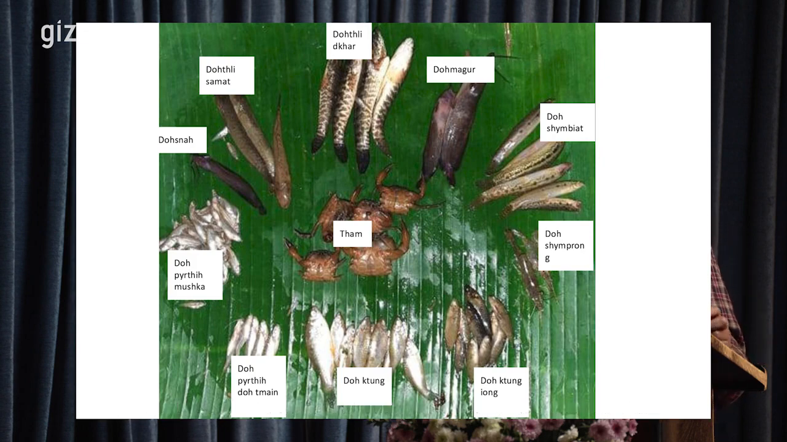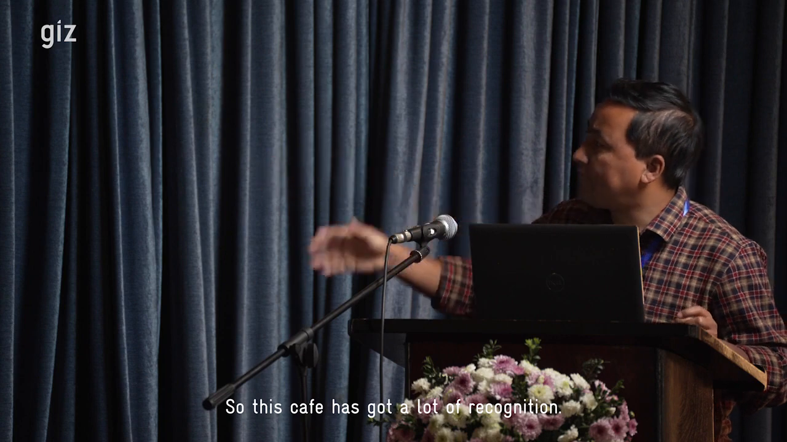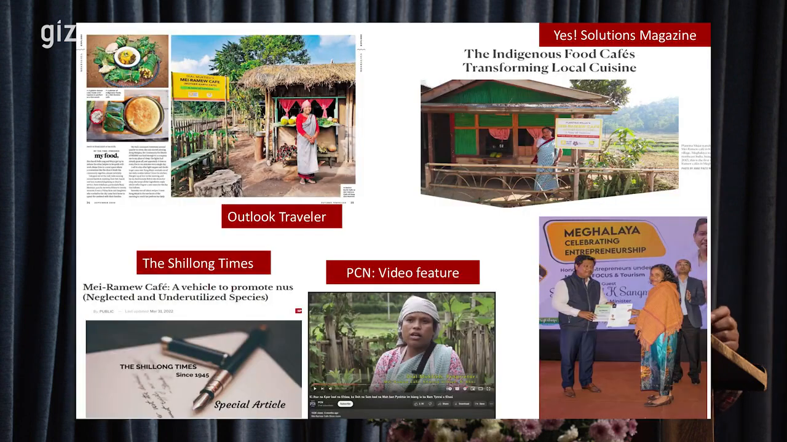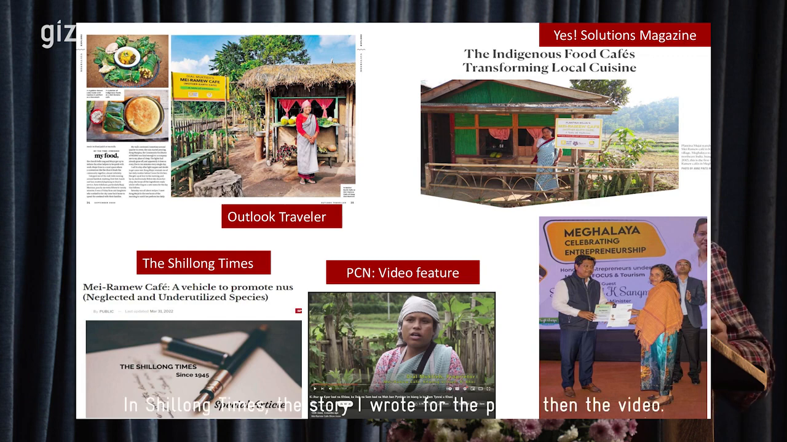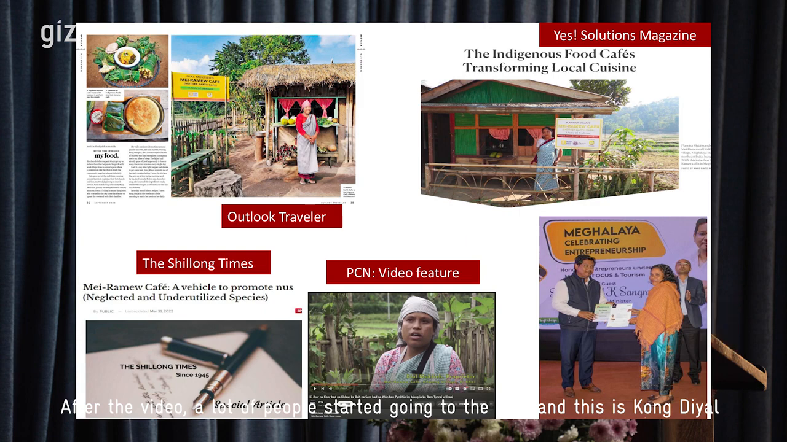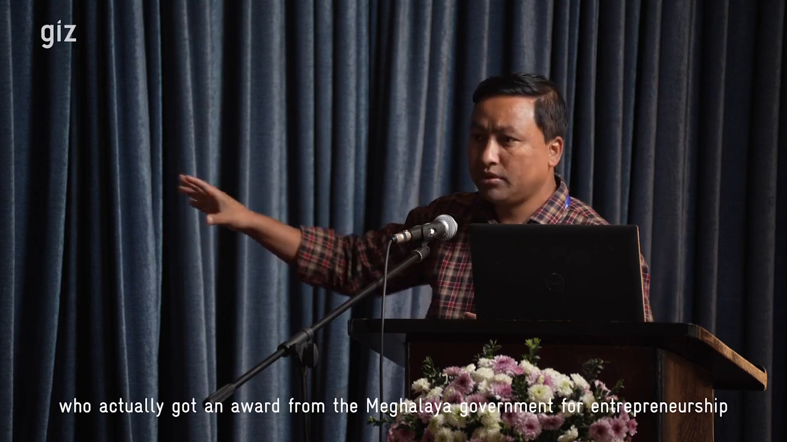Now this cafe has got a lot of recognition. Yes Solution magazine published a story on that. Outlook Traveller published a story on that. Shillong Times, this is the story I wrote for the paper. Then there's the PCN video, and after the video, a lot of people started going to the cafe. And this is Kong Dia, who actually got an award from the Meghalaya government for entrepreneurship.